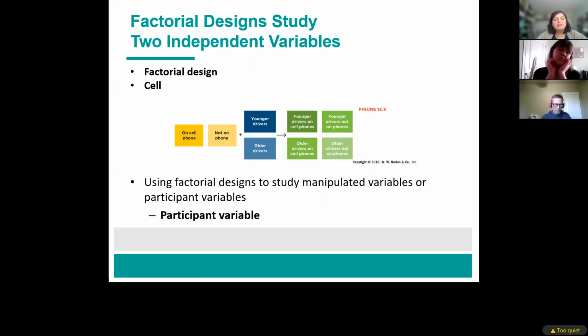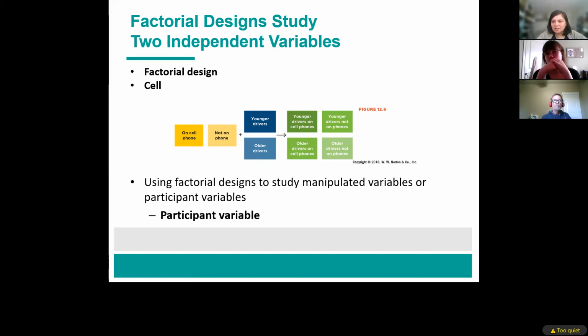So you can use factorial designs to study manipulated variables or participant variables. Haley can't manipulate gender or age, so she's investigating participant variables. Here, they're using both participant variables and manipulated variables. The manipulated variable here is whether they're on a cell phone or not. The participant variable is whether the drivers are older or younger. They couldn't manipulate age because they can't assign people to be young or old. Thus, age is a participant variable, and it's treated as an IV in a factorial design.